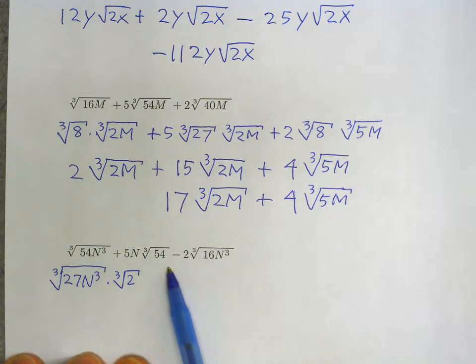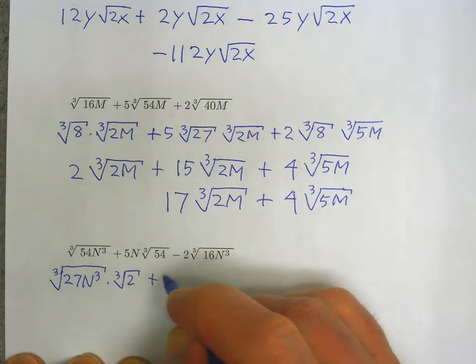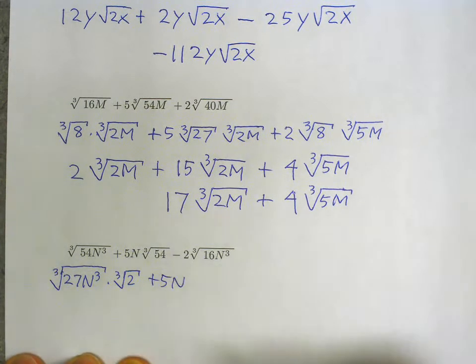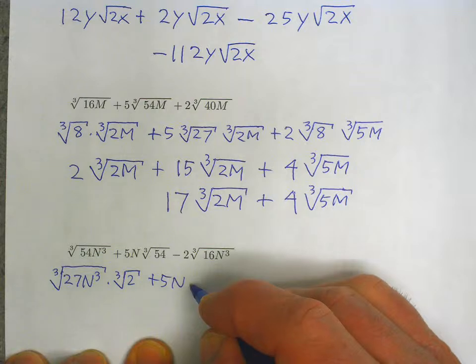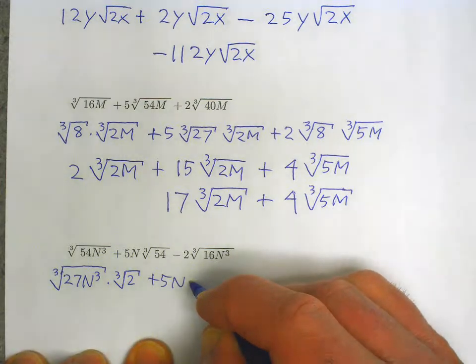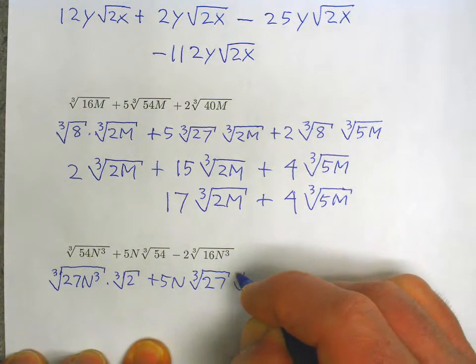Okay, in the next middle term, we have plus 5n times the cubed root of 54. The largest factor of 54 that's a perfect cube is 27. 27 times 2 is 54. So we rewrite this as 5n times the cubed root of 27 times the cubed root of 2.